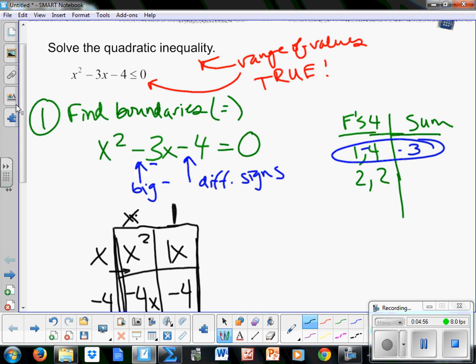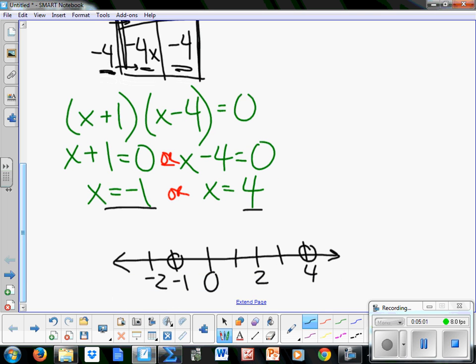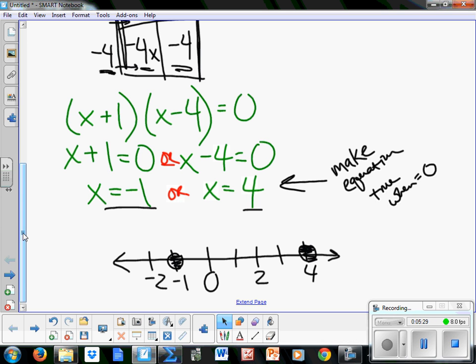Therefore, anything that's equal to, so the values that we found down here, these values, make it equal to 0. Okay, so they make the equation true when it equals 0. So those have to be included in our solutions because they also make this true, because part of it is equaling 0. So we're going to fill those in to show that. And again, this should be a review, but we're just going to take a little bit of time with that.